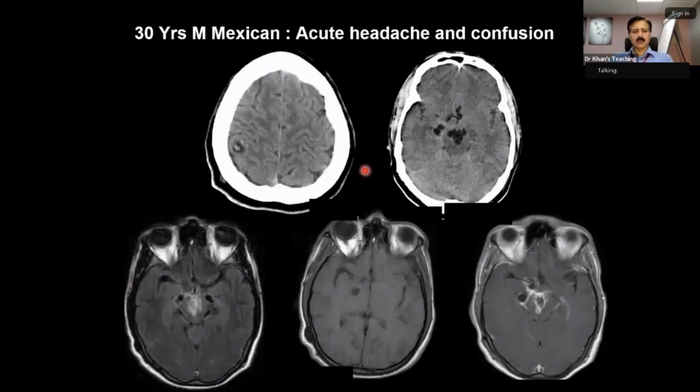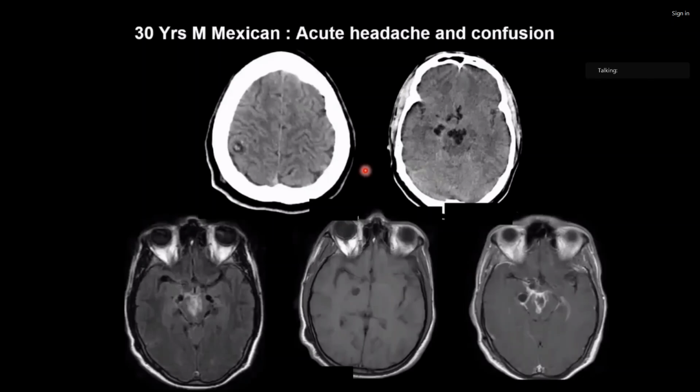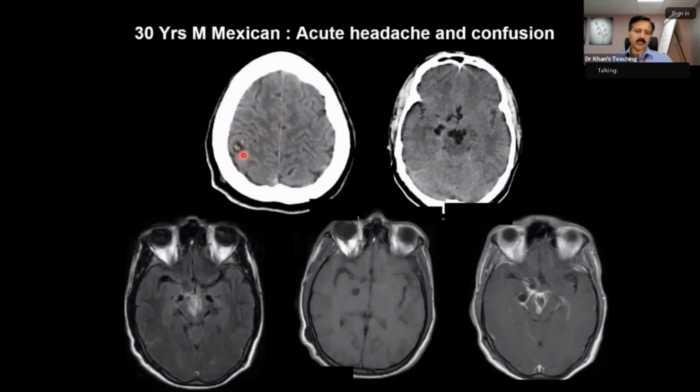Yes, please. So, a 30-year-old male, acute headache and confusion. On the CT, there are multiple foci of abnormality in the right parietal region and also in the midbrain. And on MRI, it shows post-contrast enhancement. I'm just looking at the pre-contrast. This one did not show enhancement. I have not given you this on MR. And this one shows enhancement.